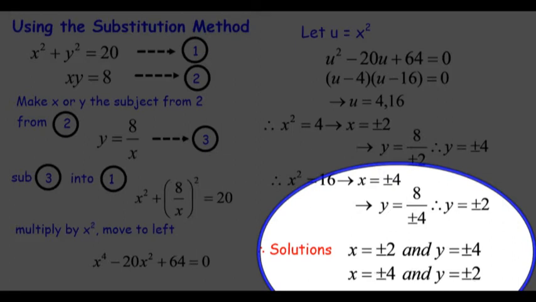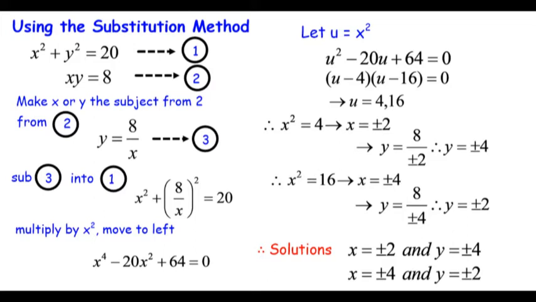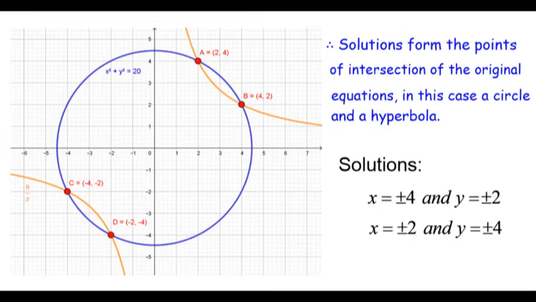Let's have a quick look now at what this is graphically. You can see here we've got the hyperbola xy is equal to 8, and the circle x squared plus y squared is 20. And you can see the solutions here are these points A, B, C, and D: (2, 4), (4, 2), (-4, -2), and (-2, -4).